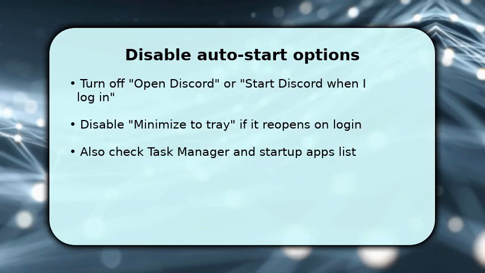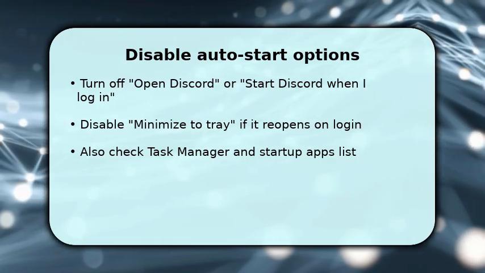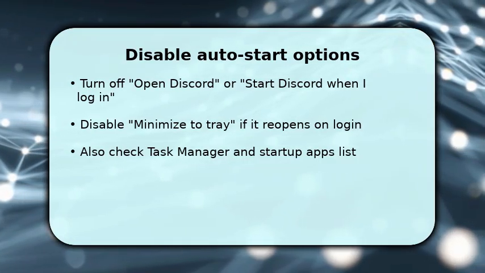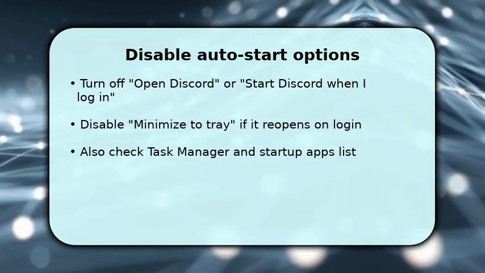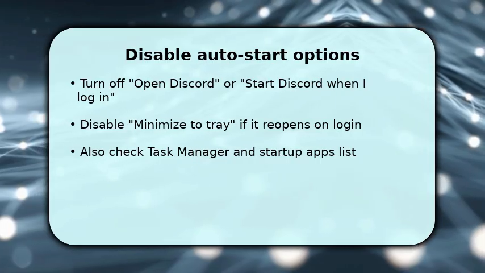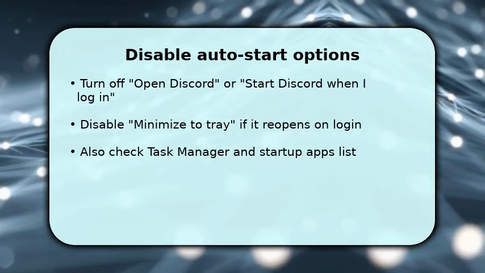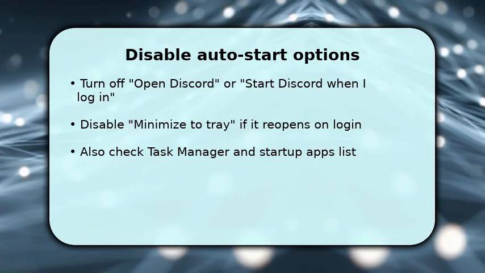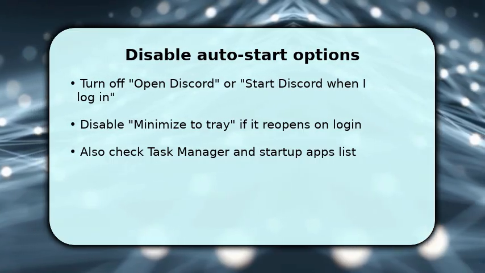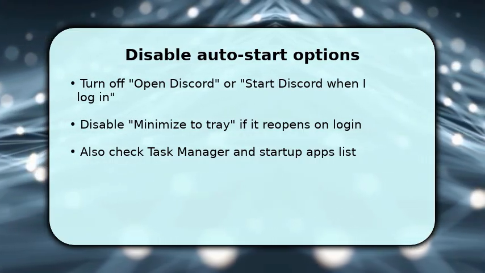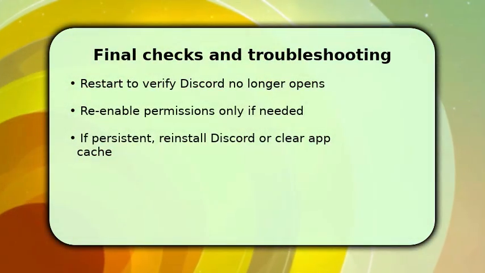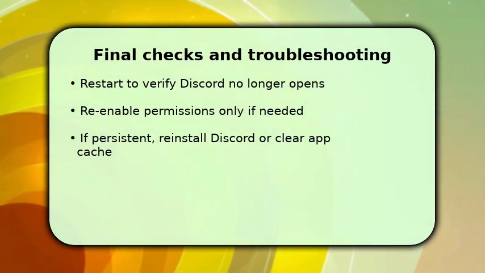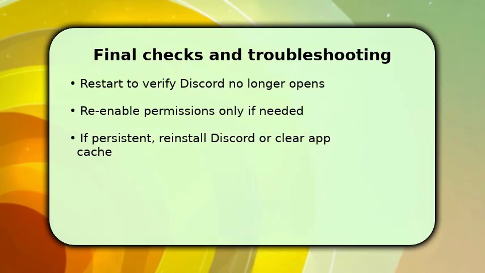If you see a Minimize to Tray option, turn it off because that can make Discord appear to start even when minimized. Next, open Task Manager, Windows, or System Preferences, Mac, and confirm Discord is removed from startup programs. This double check prevents OS-level auto-launch from overriding app settings. Finish by restarting your computer to verify Discord no longer launches on login. This confirms both app and OS settings took effect.